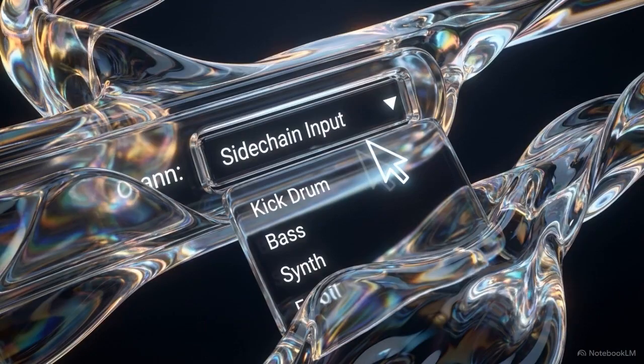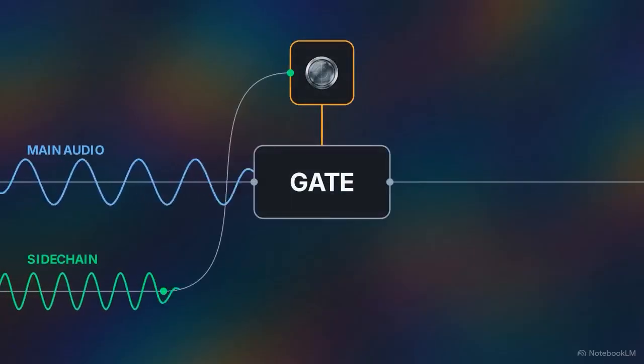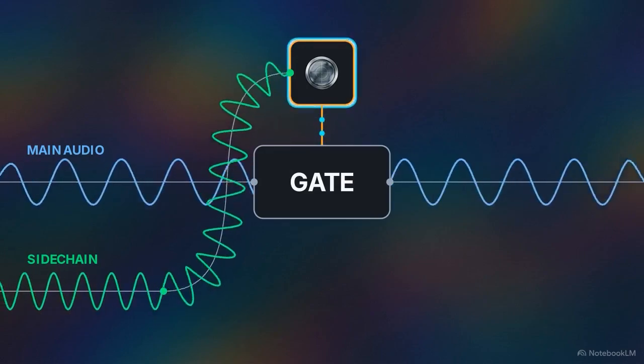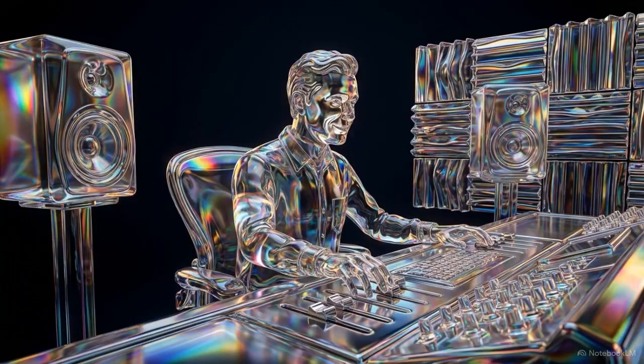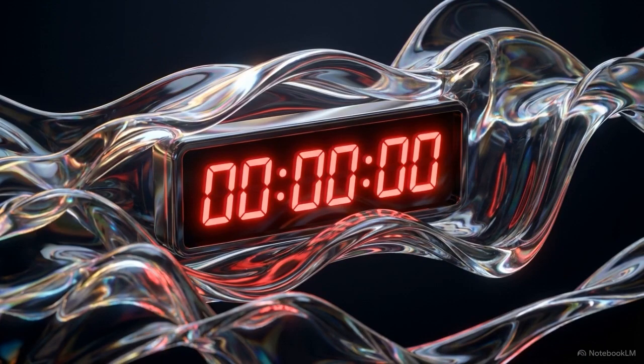Most modern DAWs include gates with sidechain filtering, a feature that allows the gate's detector to listen to a different signal or a filtered version of the track. The final sound is determined by these deliberate decisions. Professional results are the product of technical intent, not the cost of your software. For the independent artist, time is the ultimate margin for success.